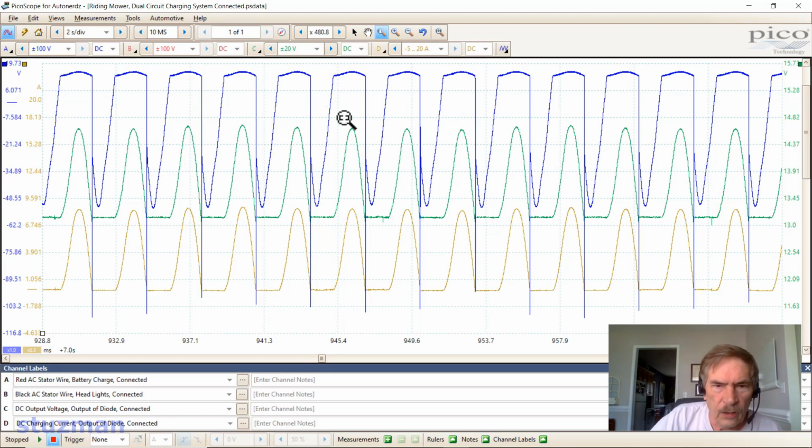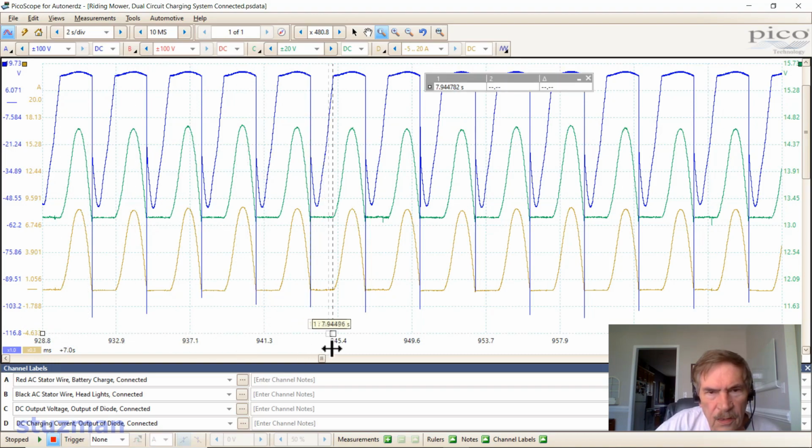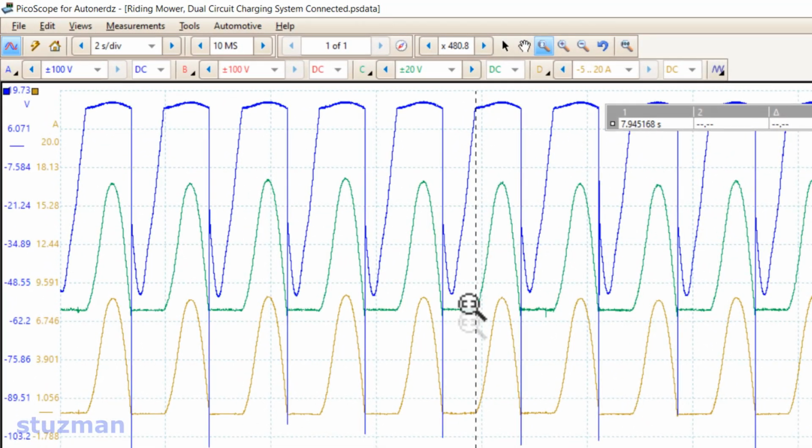Okay, so let's take a look and see what's going on here with the DC charging voltage and the DC charging current. If I'm looking right here at the green trace, you notice in this period right here where the line is flat, this is where the diode is turned off. But right at this point, it starts turning on, then it's falling down, and then it gets to here, and then it turns off.